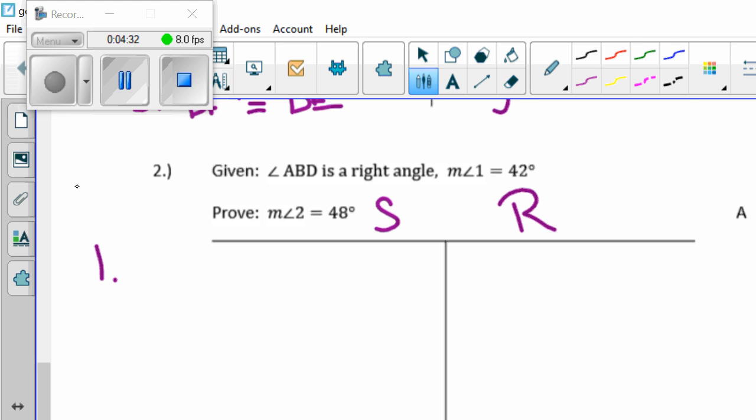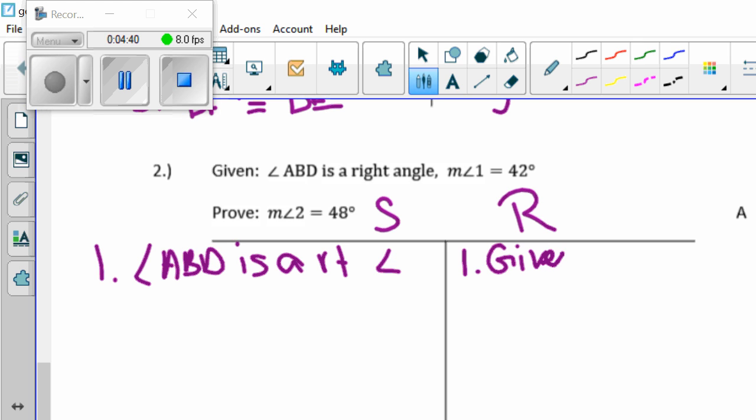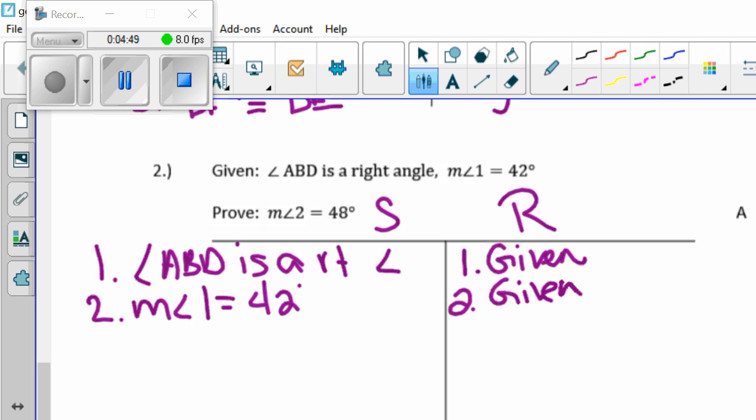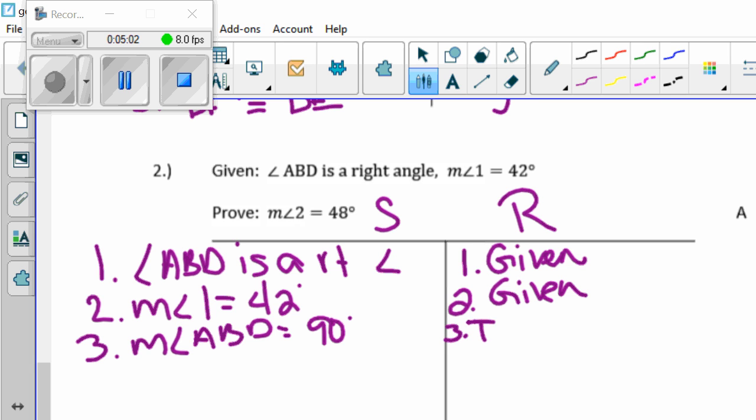I will start out listing what they give me. So angle ABD is a right angle. Given. And they also told me measure of angle 1 equals 42 degrees, given. Since angle ABD is a right angle, that tells me that the measure of angle ABD is 90 degrees. How do I know that? Definition of right angle.